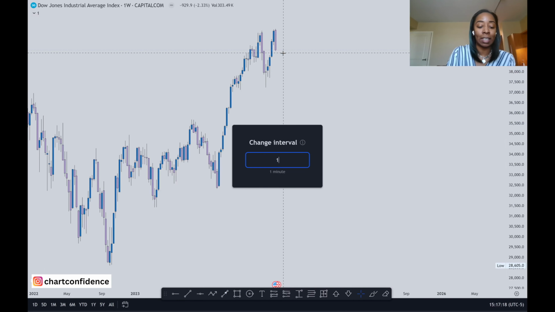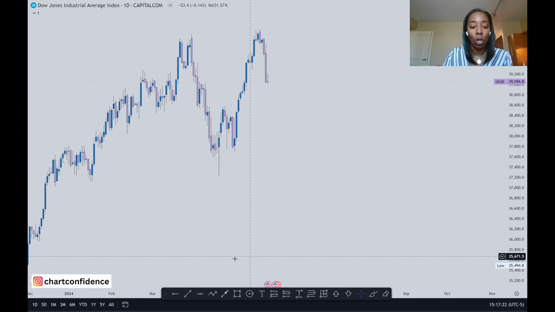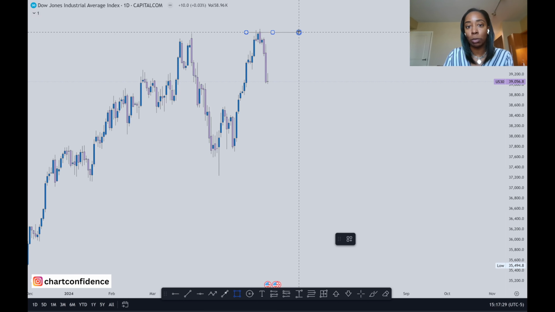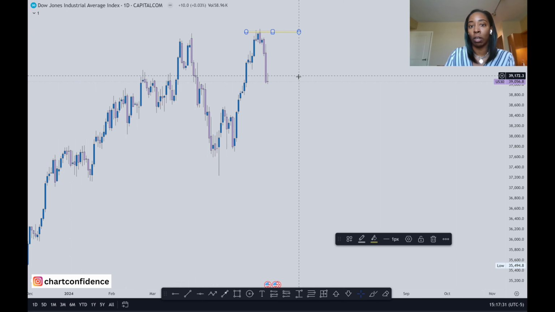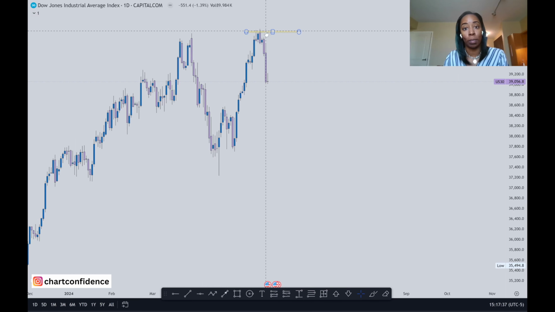So let's go down to the daily time frame so that way we can start marking off some of our levels. So the first thing I see off the bat is this resistance level right here. And this is pretty much at the top of the market at around 40,000. I see this resistance level that I want to mark off because that's the level where price sold off tremendously.